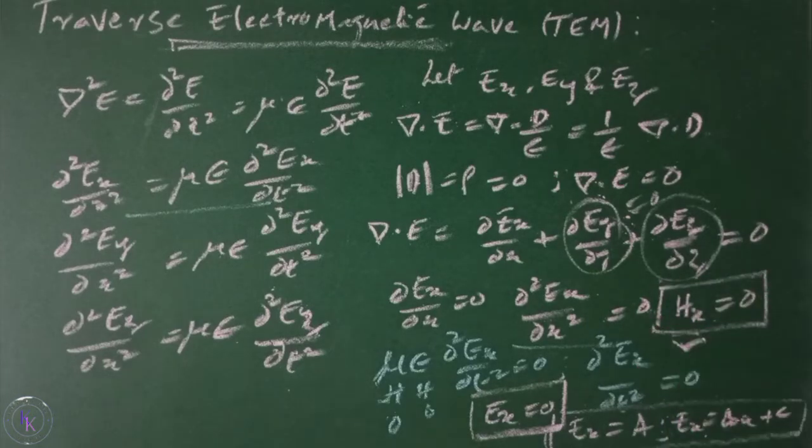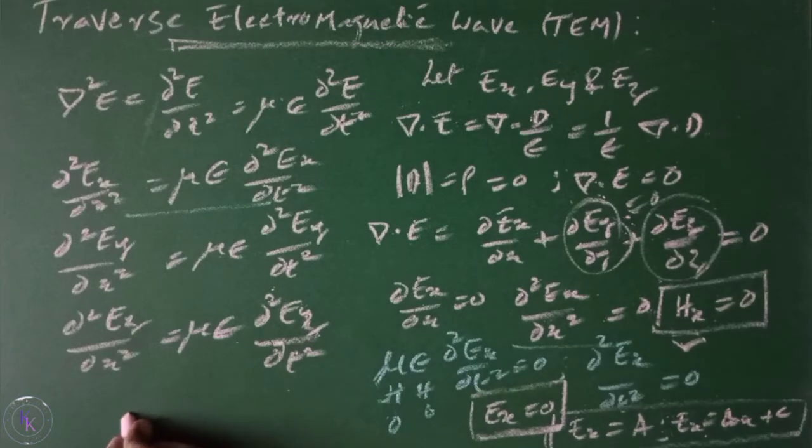This proves that the wave is a transverse wave and has the components of E and H in the y and z directions only, which are normal to the direction of propagation of the wave. Hence, the electric field vector E and the magnetic field vector H lie in the plane which is at right angles to the direction of propagation of the wave. The uniform plane wave is referred to as a transverse electromagnetic wave, that is TEM.